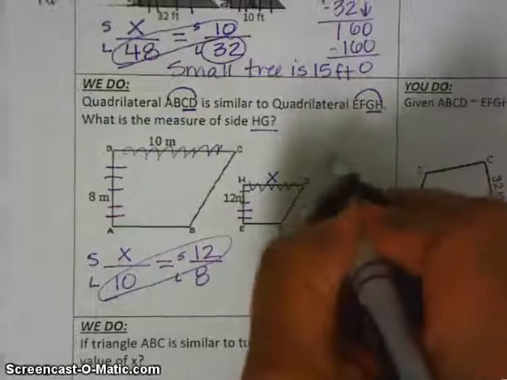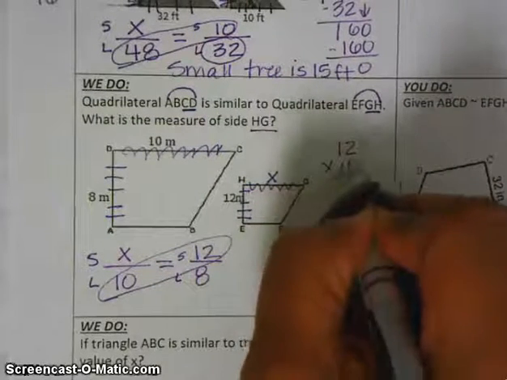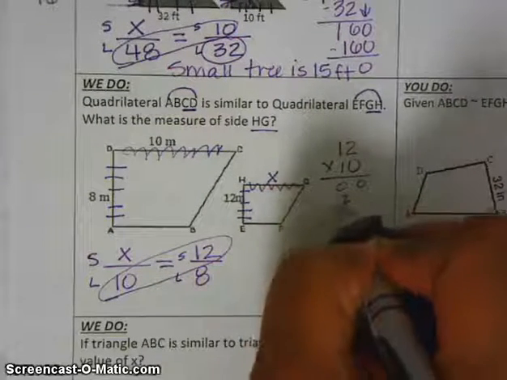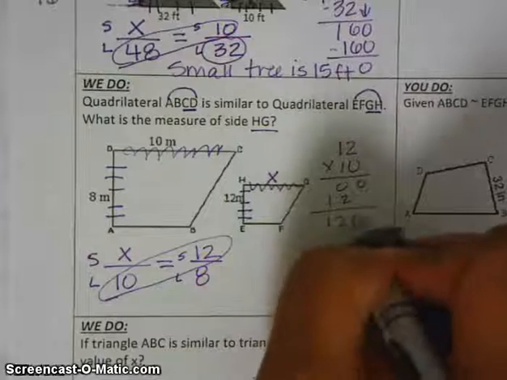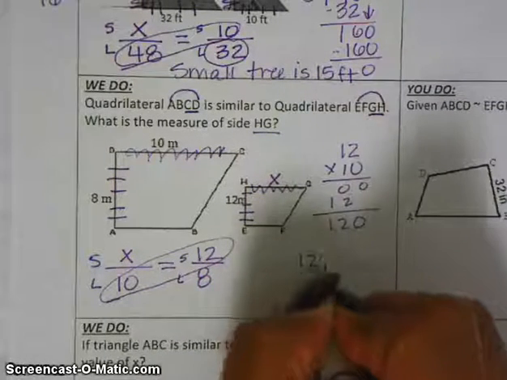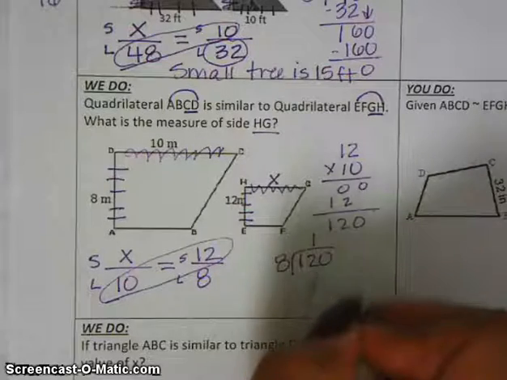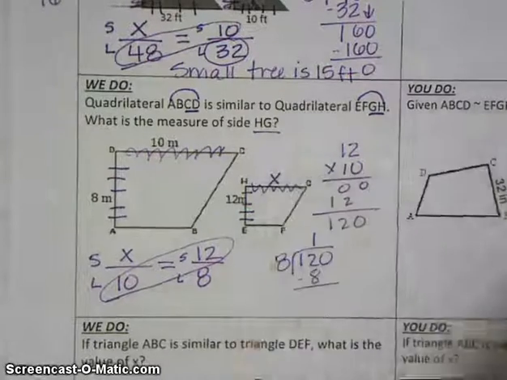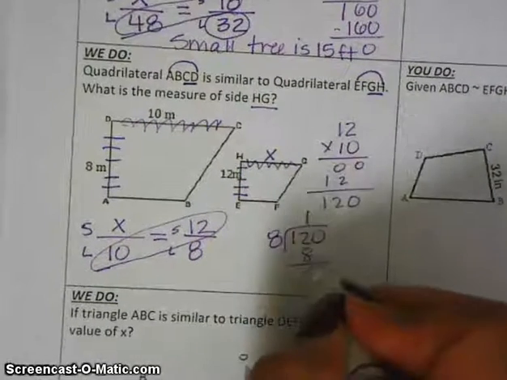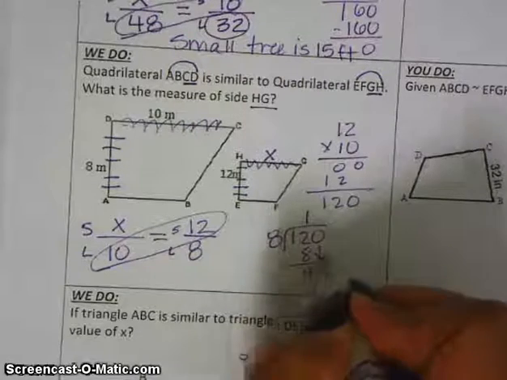12 times 10 is going to give me 120. And then I'm going to take that 120 and I'm going to divide it by 8. 8 goes into 12 one time. When I multiply, I get 8. When I subtract, I get 4. I bring down my 0.